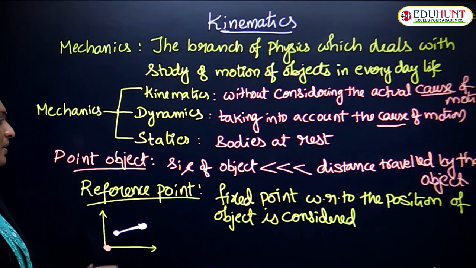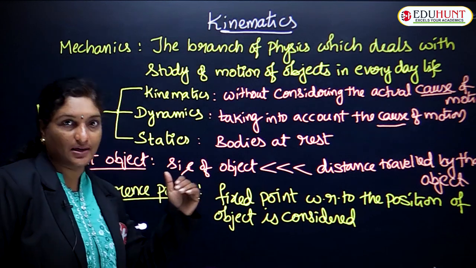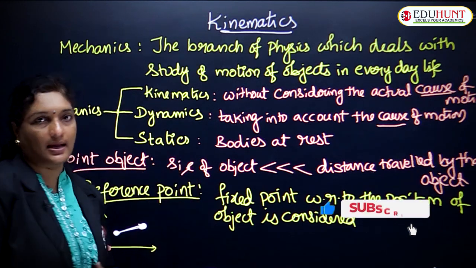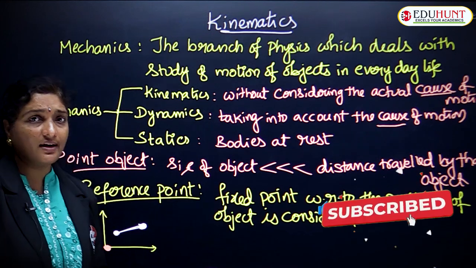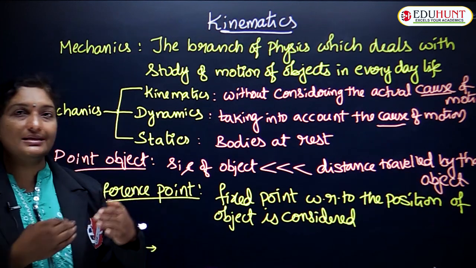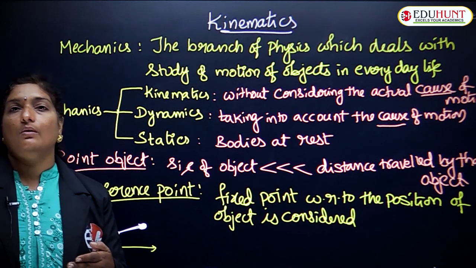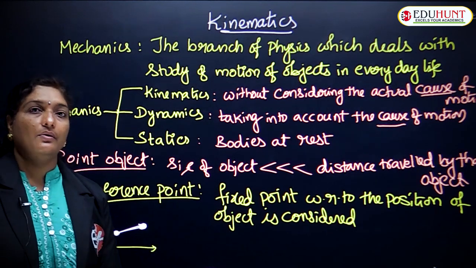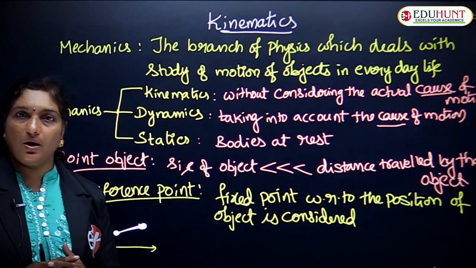So, what is a reference point? It is a fixed point with respect to which the position of the object is being considered. Okay, children. And what makes the difference between when you say that a body is at rest and when the body is in motion? So, rest and motion are somehow relative.